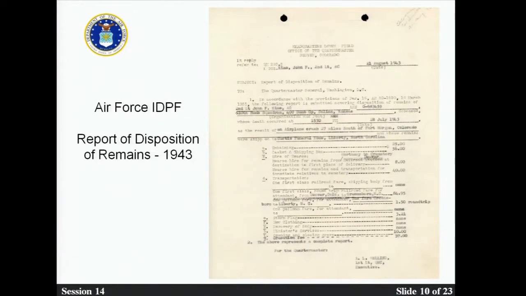Moving on to slide 10, I've got some examples here, and I realize you may not be able to see these that clearly. I apologize, but of course you can certainly come here to St. Louis.